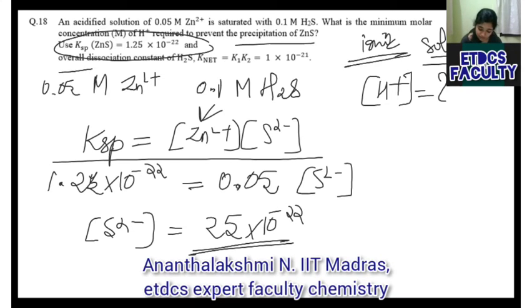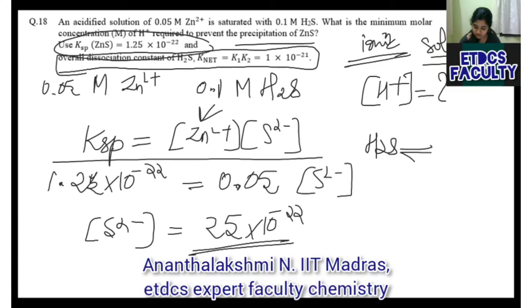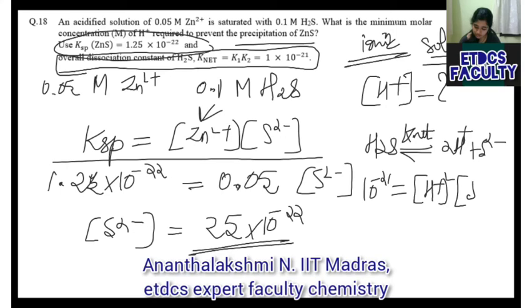Now they have given that there is H2S also, which has an overall dissociation constant as this. What is H2S? H2S is 2H plus plus S2 minus. But here they have given the overall K net. The overall dissociation constant will be K1 K2, which is 10 power minus 21. And we can write the 10 power minus 21 as H plus the whole square into S2 minus, basically the product of the concentration of products by the concentration of reactants, H2S.